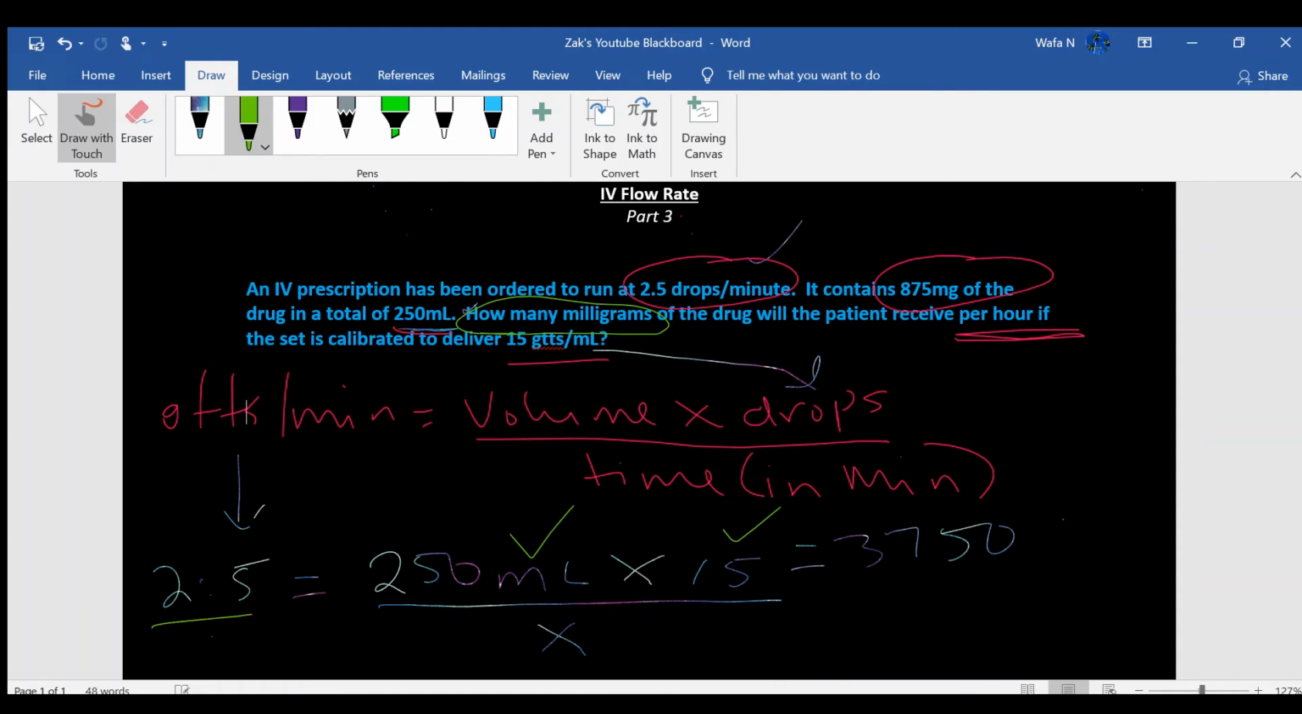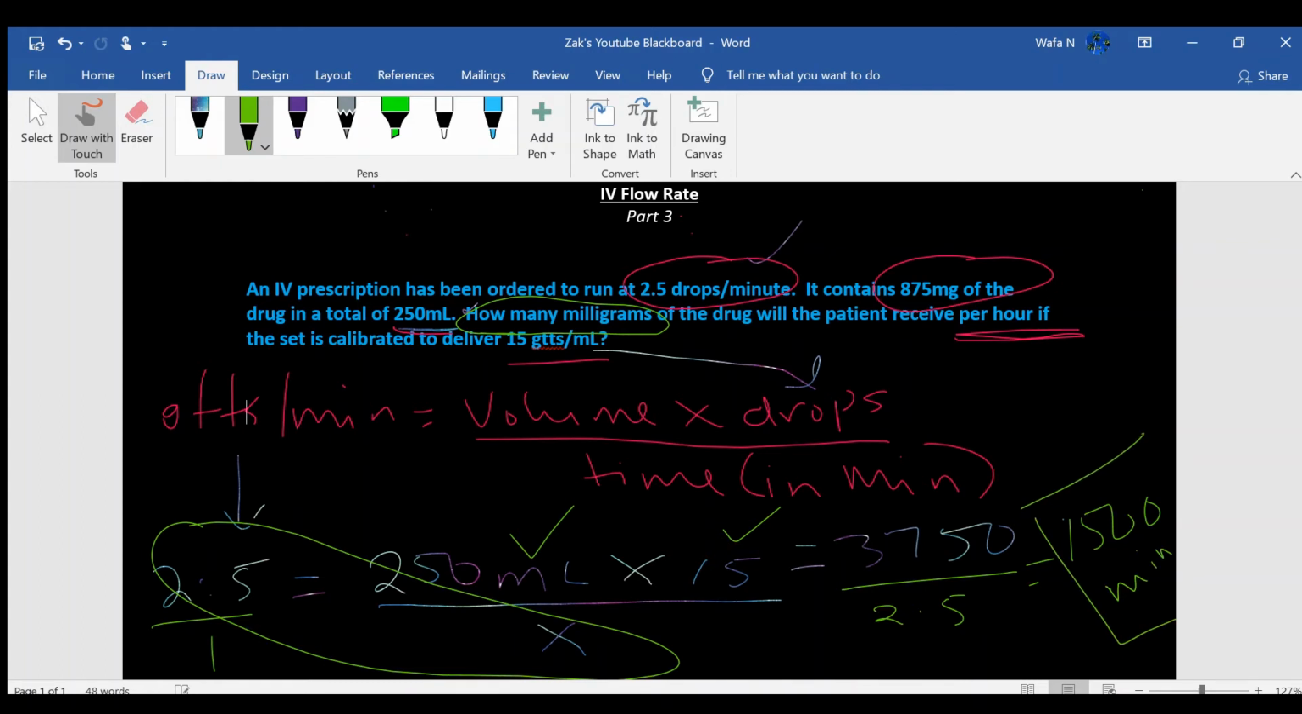And again, as always, we're going to just cross multiply. So when we do that, the 3,750 is going to be divided by 2.5. And when we do that, what we get is 1,500. So the 3,750 divided by 2.5 is 1,500. We are going to need this 1,500 because that is basically our amount in minutes.